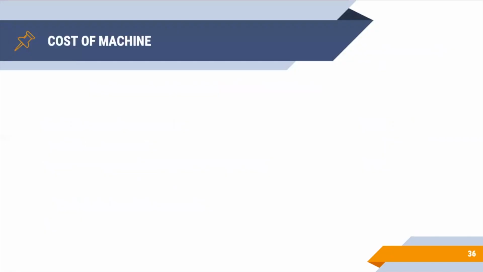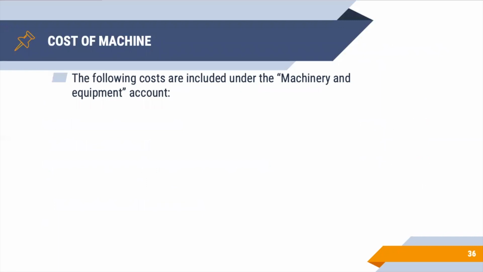So, the last topic for today is how to measure machinery. For machinery or machine, the following costs are included under the machinery and equipment account. First, purchase price net of VAT. We remove VAT. Why? Because VAT is a recoverable tax. To remove VAT, the total purchase price should just be divided by 1.12 para mawala yung 12%.